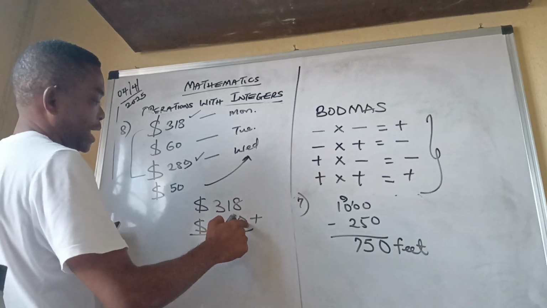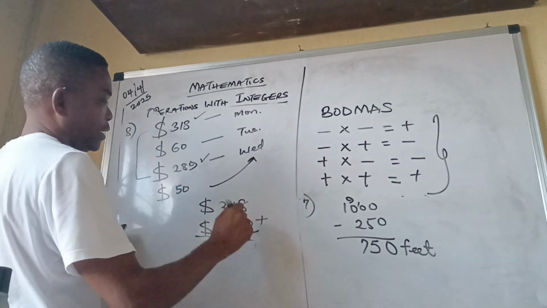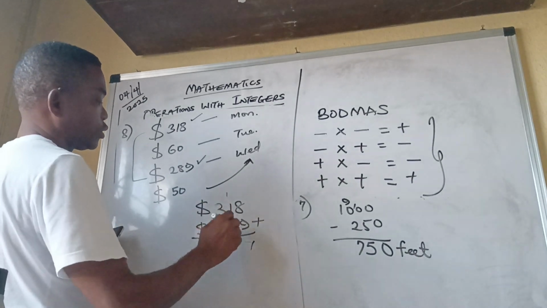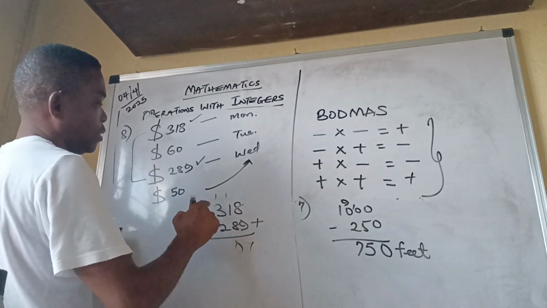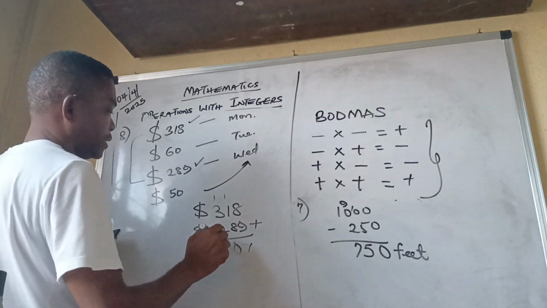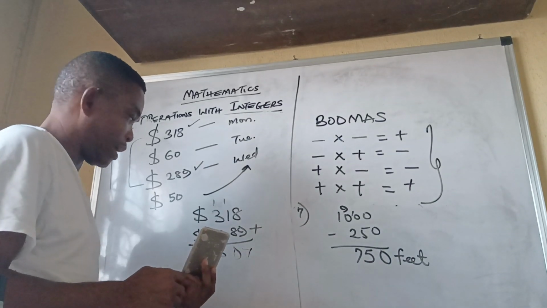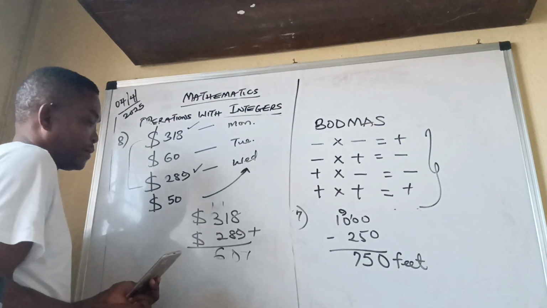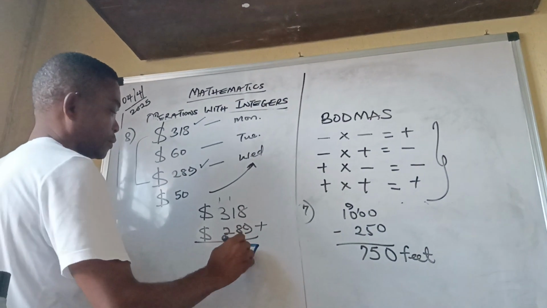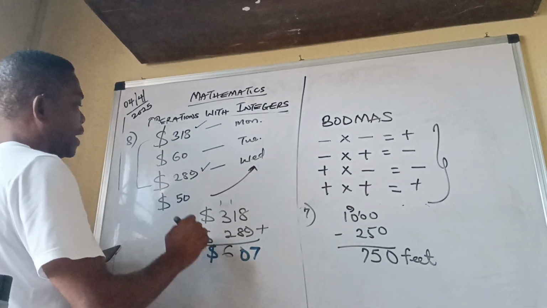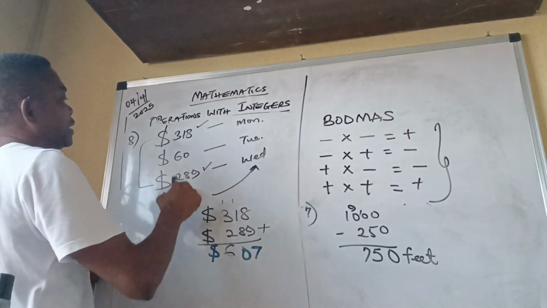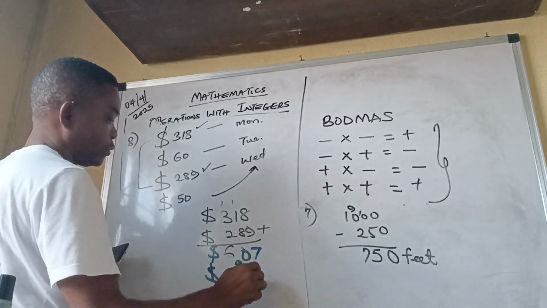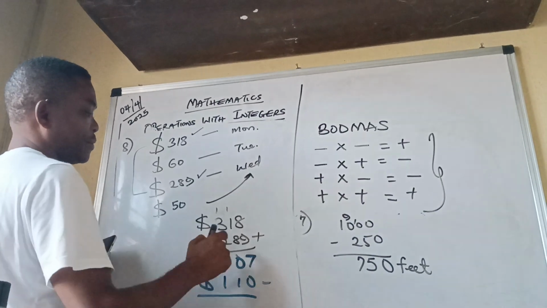8 plus 9 is 17. And then the 1 plus 1, 2, that's 10. And then the 1 plus this 4, then 6. That's $607. Then 50 plus 60, that's $110. 110 will be subtracted from that amount.